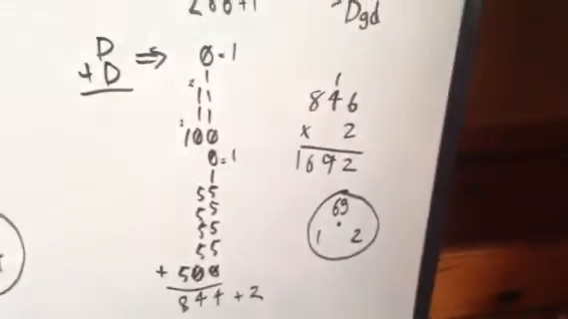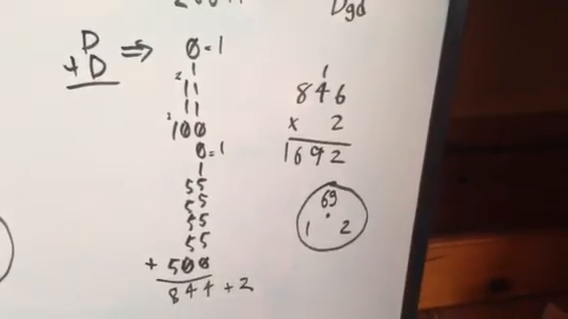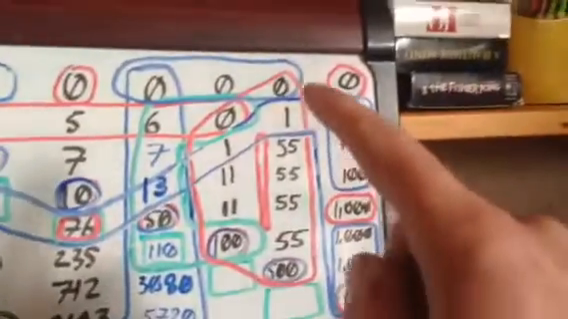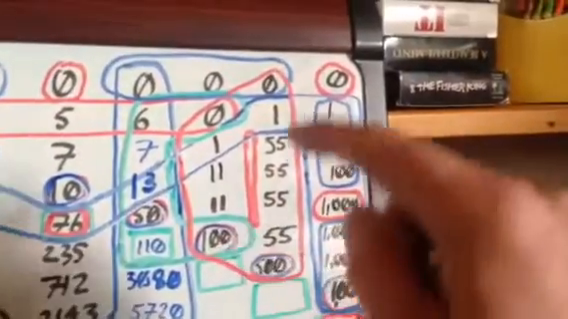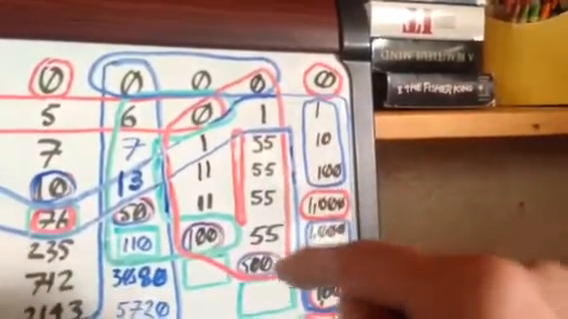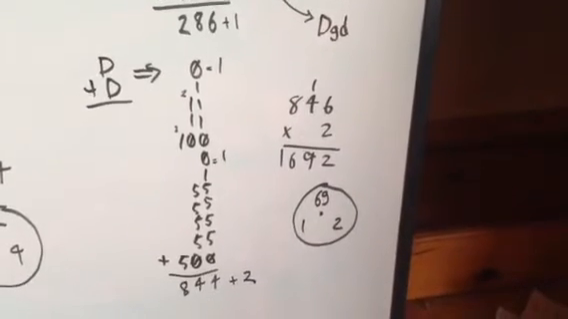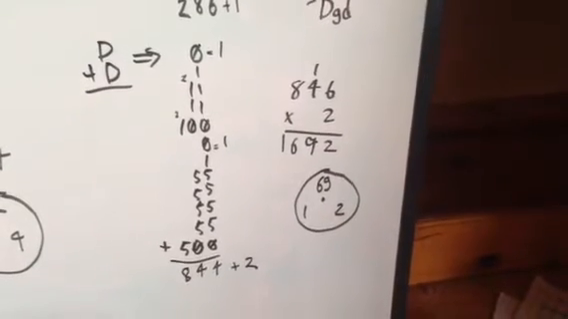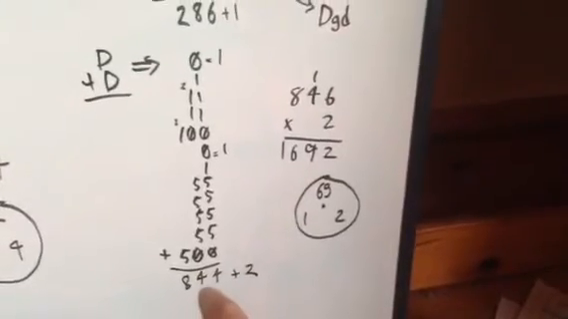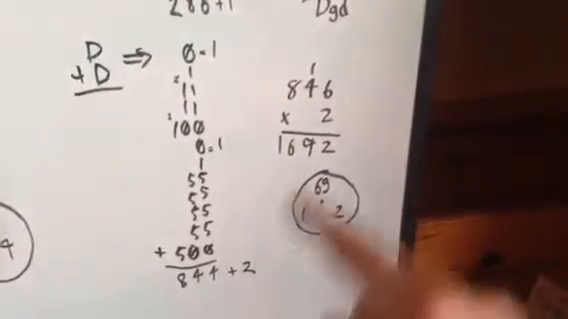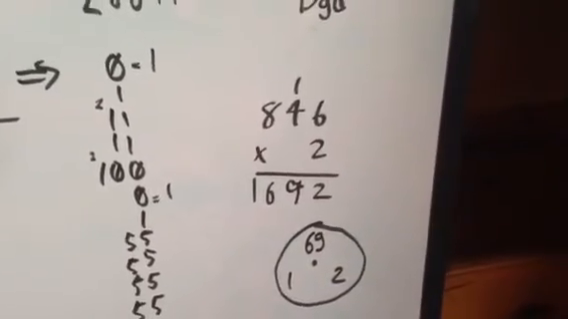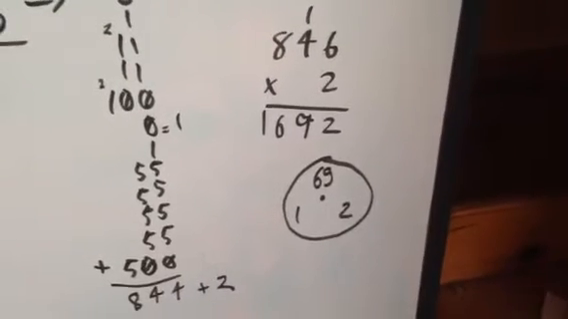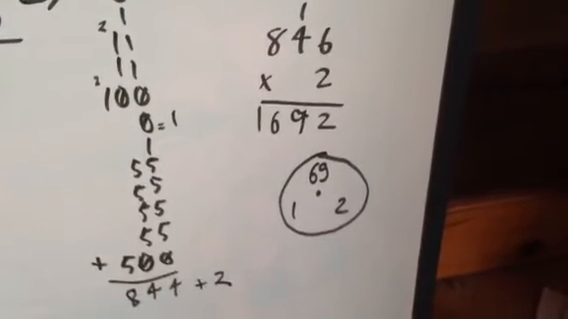So let's do the same thing for the D's. So we take the D's, okay? You're going to count up all the numbers in the cells, okay? So you're going to have a 0, 1, 11, 11, 100, okay? And you're going to have a 0, 1, 55, 55, 55, 55, 500, okay? They equal 844. 0 is equal to 1, guys. Add the 2. 846 is really close to, 848 times 2. 1692. Break it into this. You get a 69 dotted with a 1 and a 2. I find that very interesting.